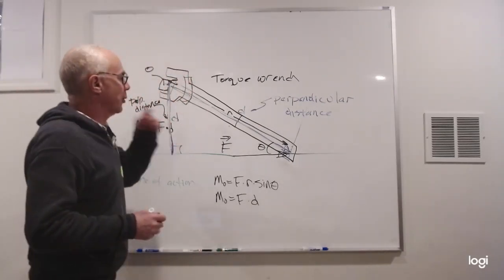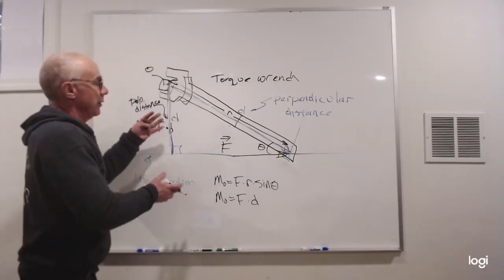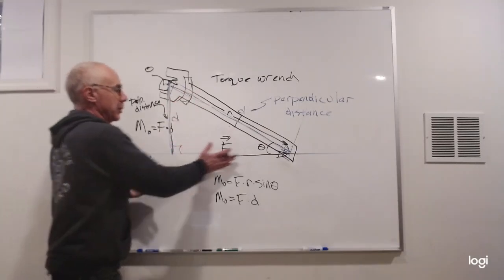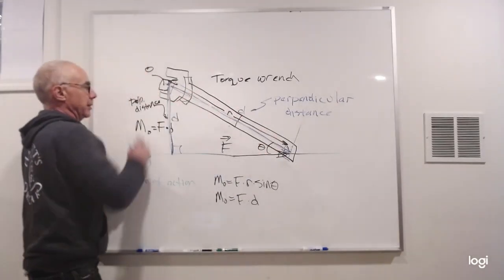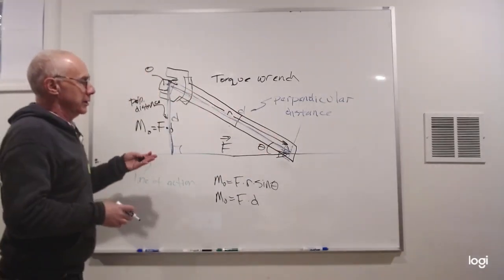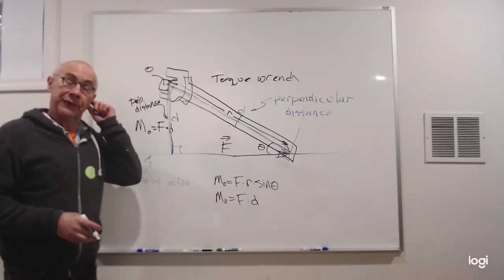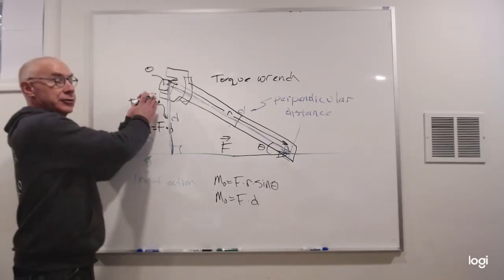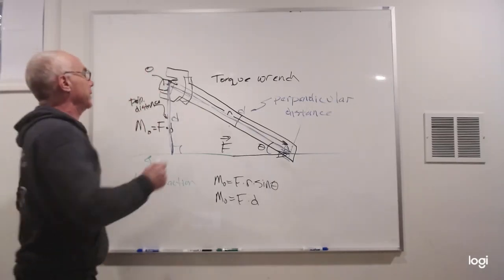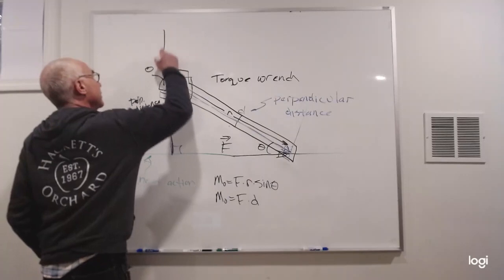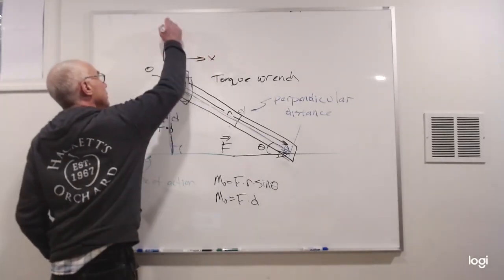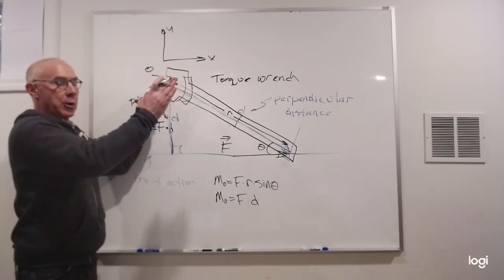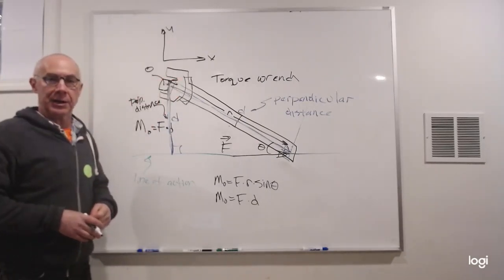There's actually one more point I wanted to make, which is, in this case, everything is in the plane of the board. The force is in the plane of the board. Our wrench is in the plane of the board. So the moment is, as I mentioned before, a vector, but the moment in this case will be coming directly out of the board. So if this was x, y coordinates, our moment would be coming out of the board in the z direction.